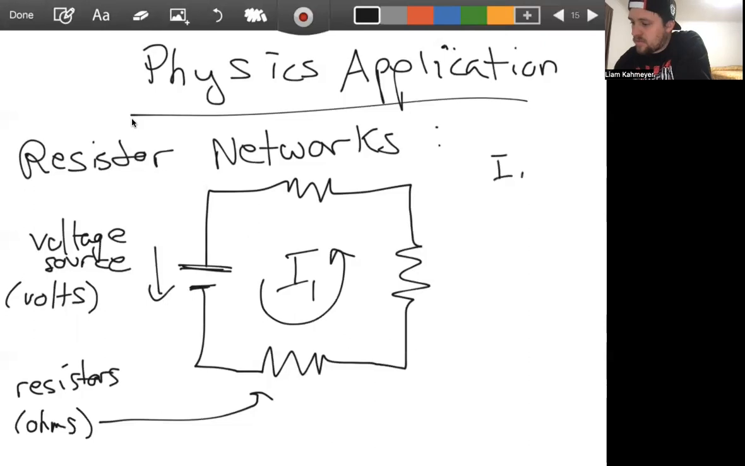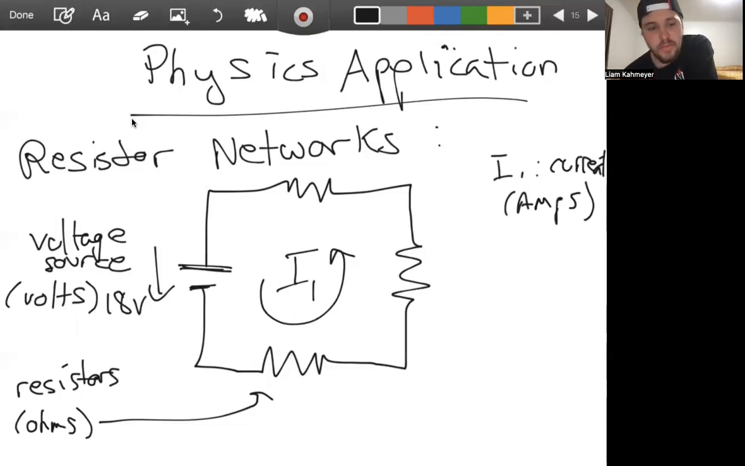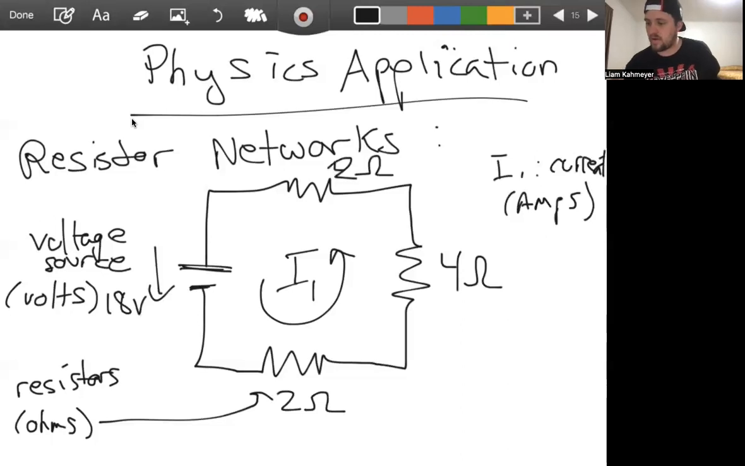And so this I sub 1 is the current, and the current is measured in amps, right? So let's look at a specific example here. Let's say the voltage source is emitting 18 volts. And let's say the bottom resistors have a resistance of 2 ohms, and then 4 ohms, and then again 2 ohms, like this here, right?